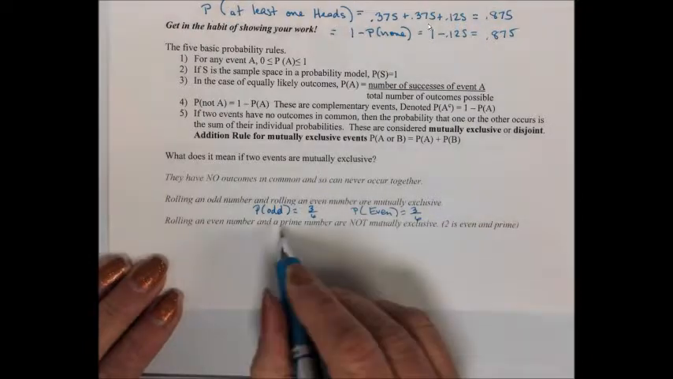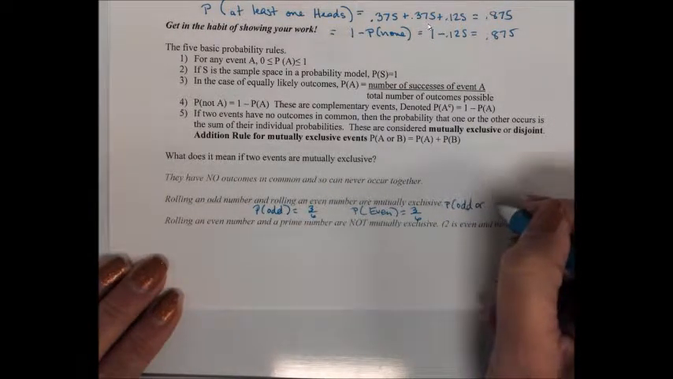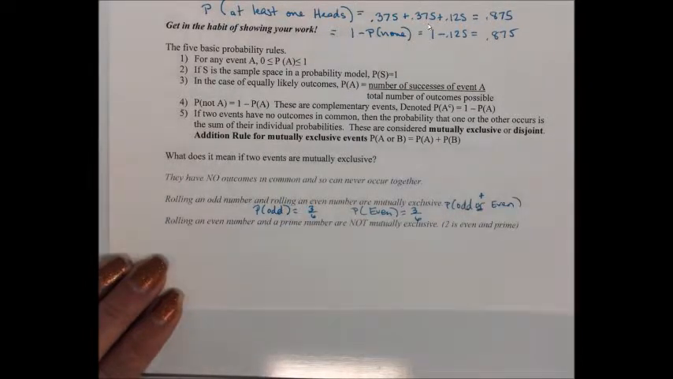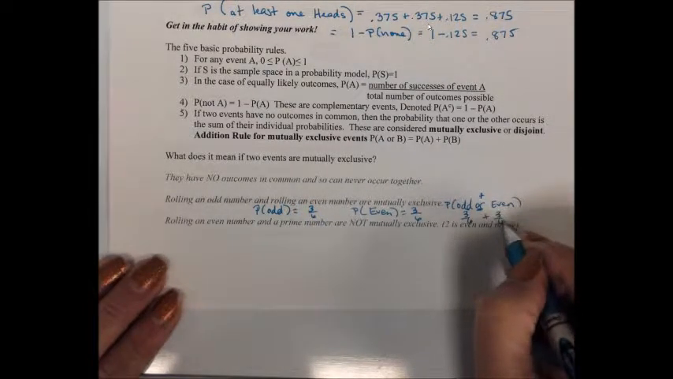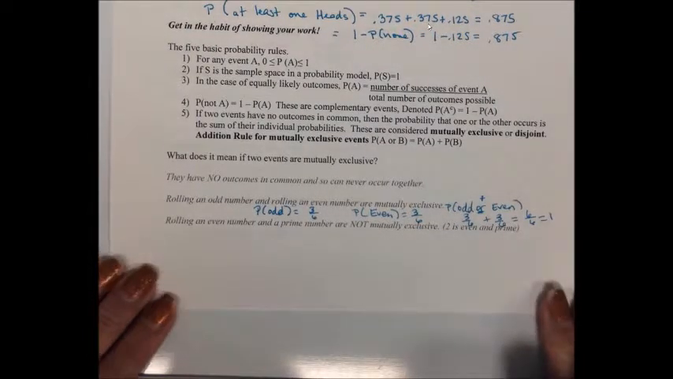So what's the probability of odd or even? Again, or is telling me it's the addition rule. And is a multiplication rule. So 3/6 plus 3/6 is 6/6, or 1 whole, which should happen because I can only roll an even or an odd.